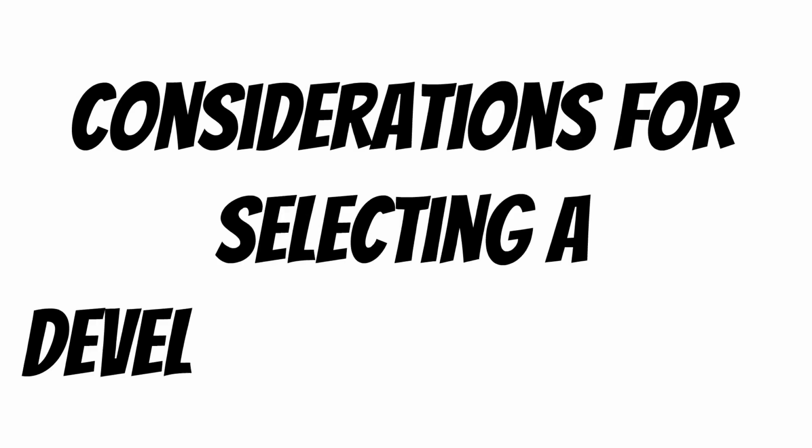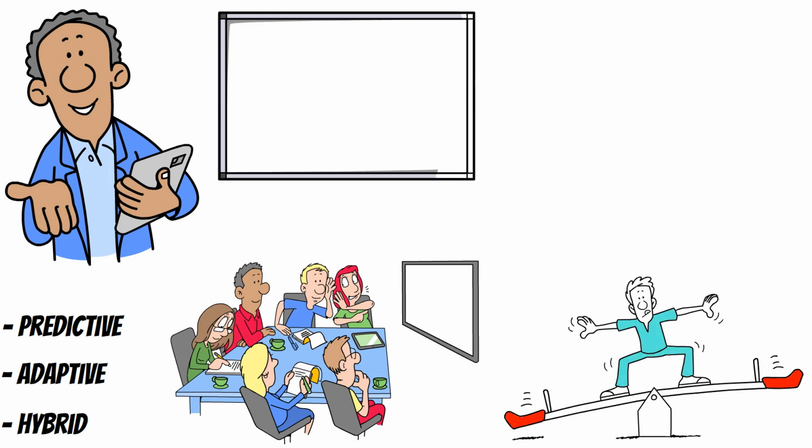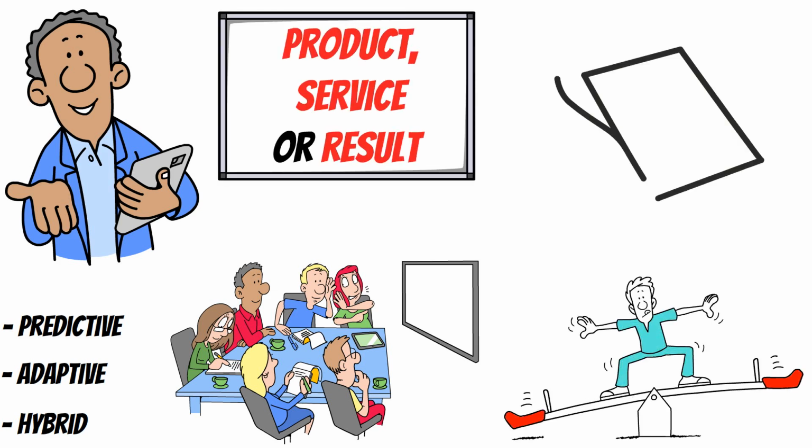Considerations for selecting a development approach. Here is a quick recap on the three development approaches: predictive, adaptive, and hybrid. When you are deciding as a team which one to use to manage the project for your product, service, or result, there are several factors that you should consider. Factors like the degree of innovation.